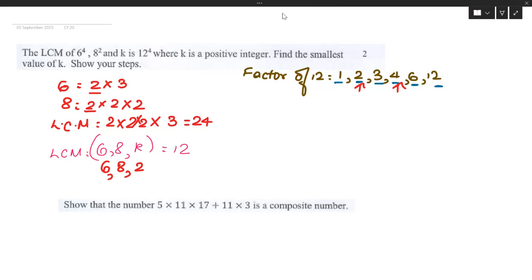So can we make it a little bit easier here? 11, 5 into 17 plus 3, na?